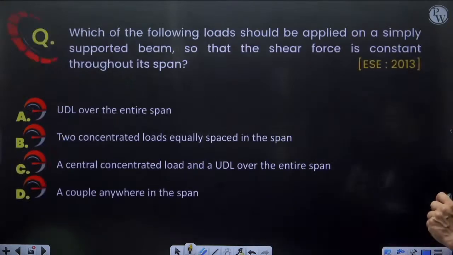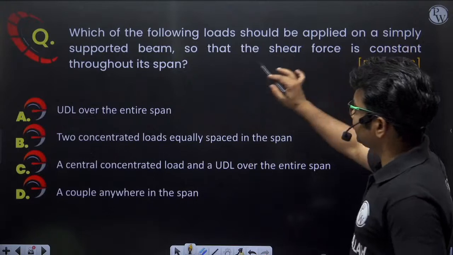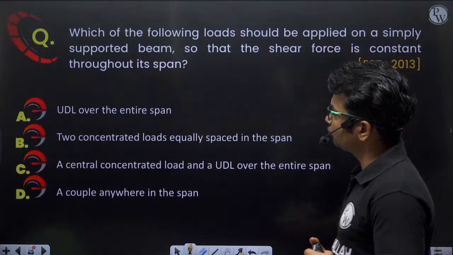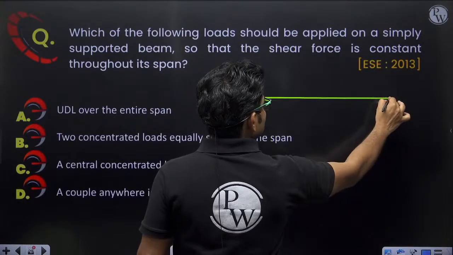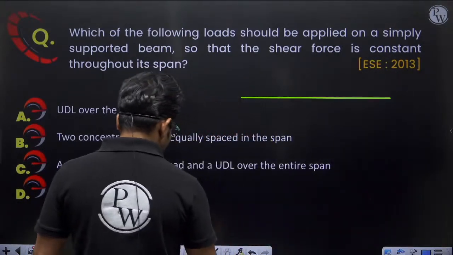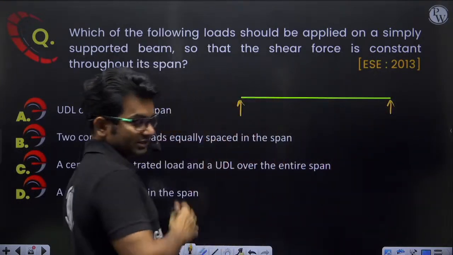Okay, let's move on to the next question. Which of the following loads should be applied on a simply supported beam so that the shear force is constant throughout its span? Shear force should be constant throughout the span. So how can we get constant shear force?